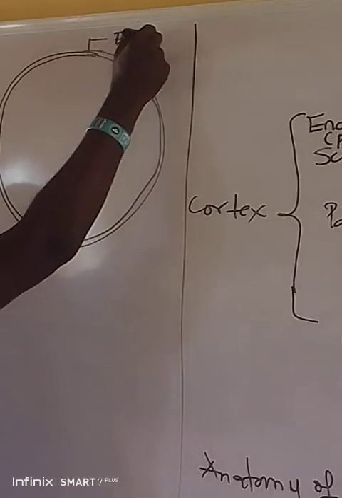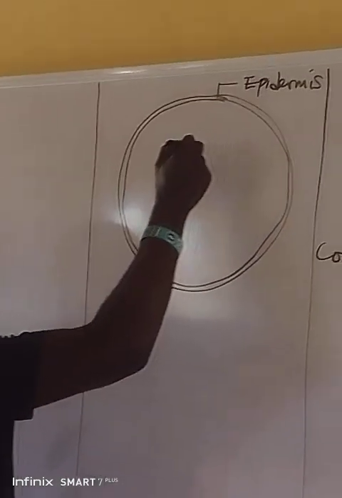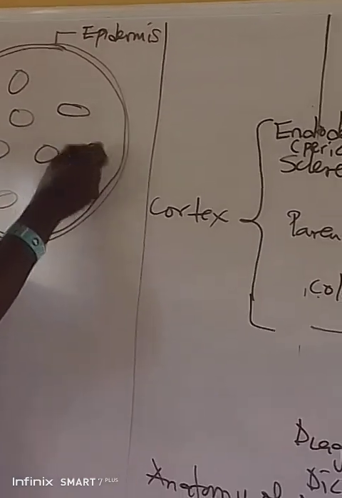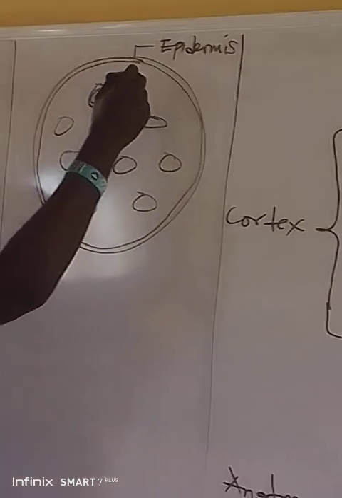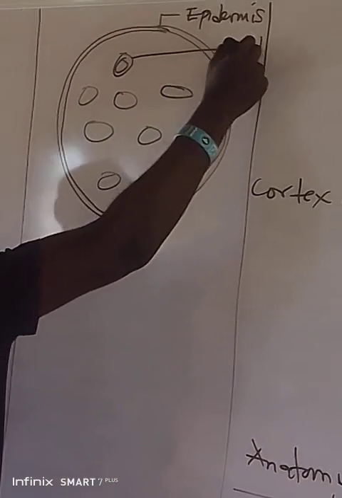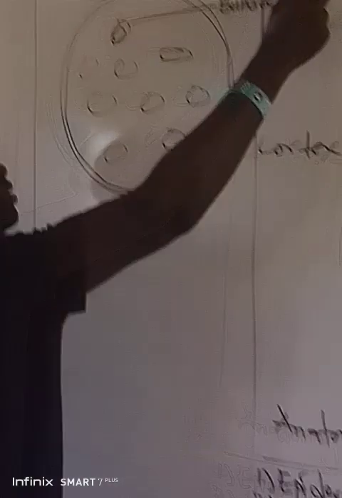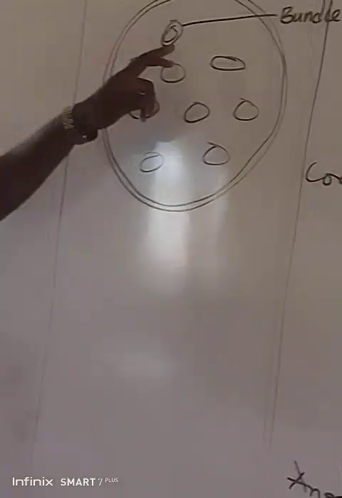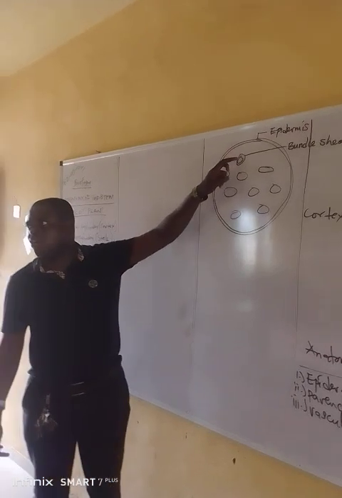Epidermis. Then, inside you just see these scattered vascular bundles. Very simple to draw. Now, the vascular bundles are protected inside something called bundle sheath. What did I call it? Bundle sheath. The vascular bundle, the xylem and the phloem, are present inside a sac called the bundle sheath.